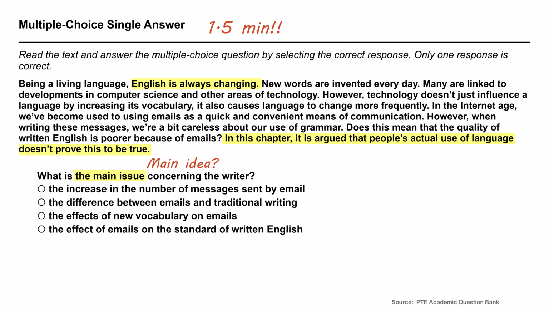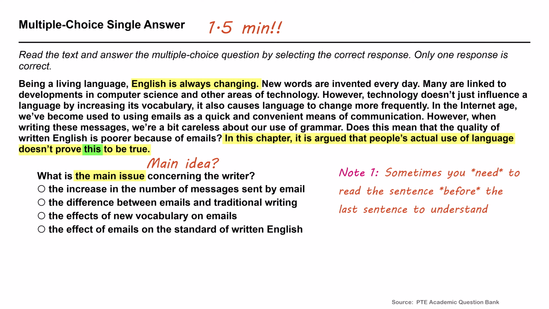What? What is this? We don't know, right? Sometimes you need to read the sentence before the last sentence to understand. Whenever you find an unexplained this in the last sentence, you need to go to the sentence before it and find out what that word means. So in this text, this means the quality of written English being poorer because of emails.